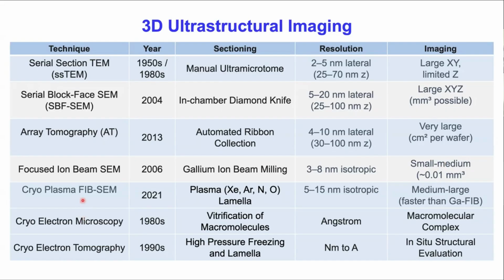Then came the cryo plasma FIB. A new advantage came in cryo plasma FIB in 2021 with the four ion sources. Though it existed before, the first equipment with all four came on the market in 2021 with xenon, argon, nitrogen, and oxygen. And it can handle medium to large volumes, very fast compared to the gallium FIB.